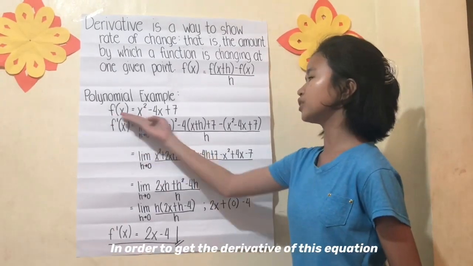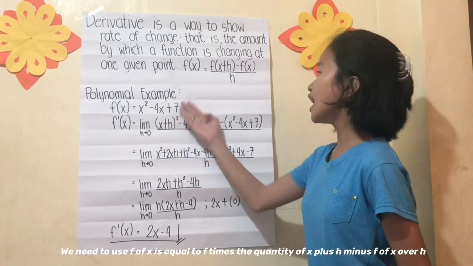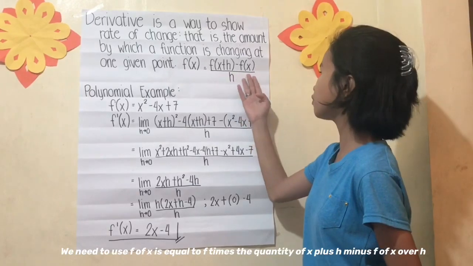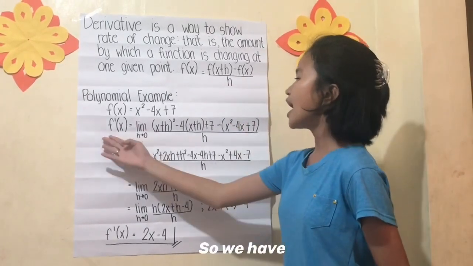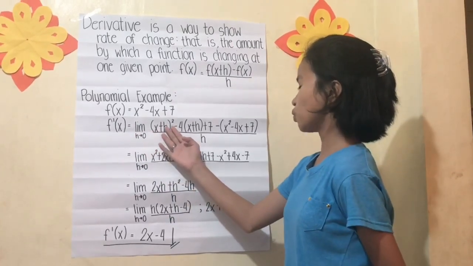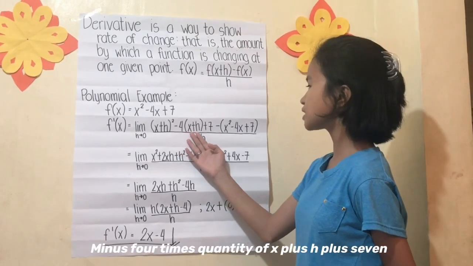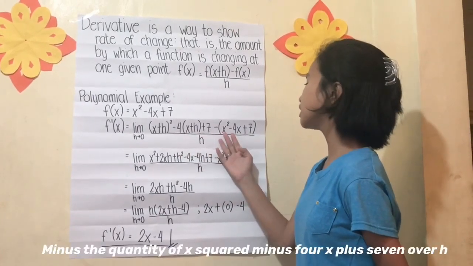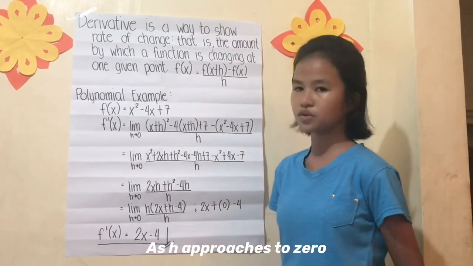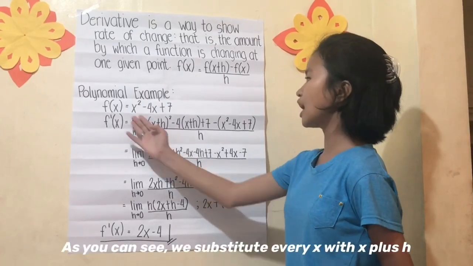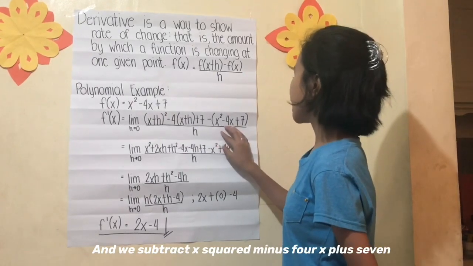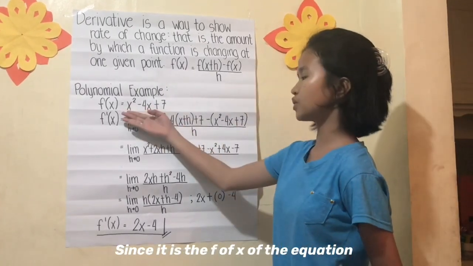In order to get the derivative of this equation, we need to use f prime of x is equal to f of the quantity x plus h minus f of x over h. So we have f prime of x is equal to the limit of quantity x plus h squared minus 4 times the quantity x plus h plus 7 minus the quantity x squared minus 4x plus 7 over h as h approaches 0. As you can see, we substitute every x with x plus h and we subtract x squared minus 4x plus 7 since it is the f of x of the equation.